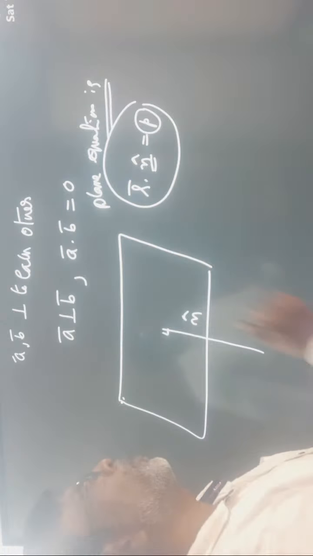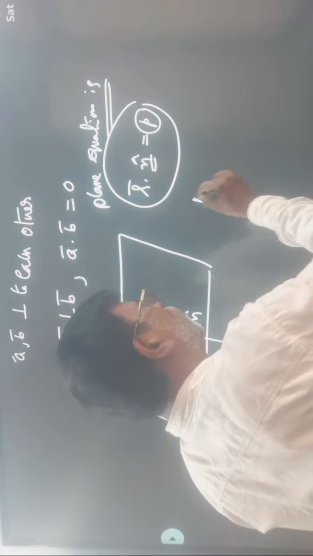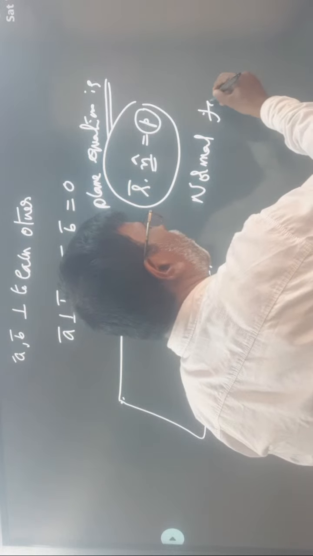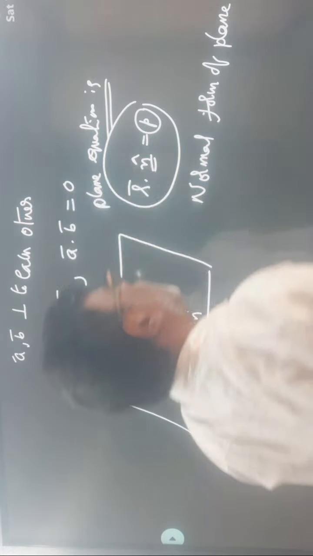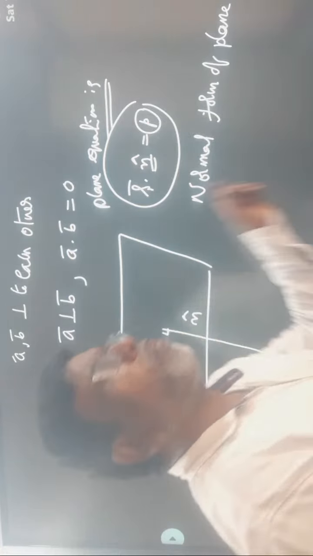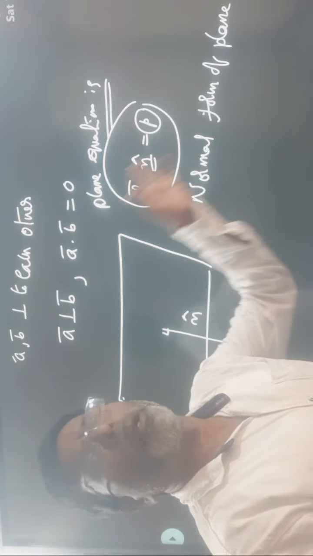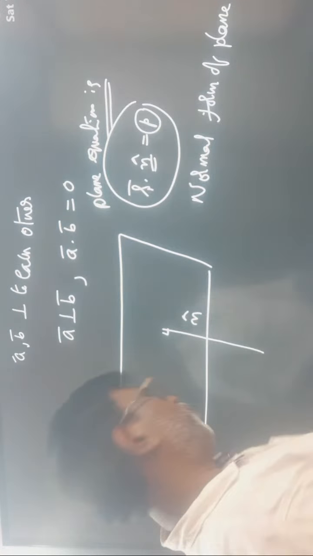This is a very important concept. Remember that equation of plane. This is called the normal form. What is the normal form of plane? It is the form like this. Once again, r dot n cap equals p, where n cap is a unit vector perpendicular to the plane. So p is called the perpendicular distance from origin to the plane. This is a very important concept.